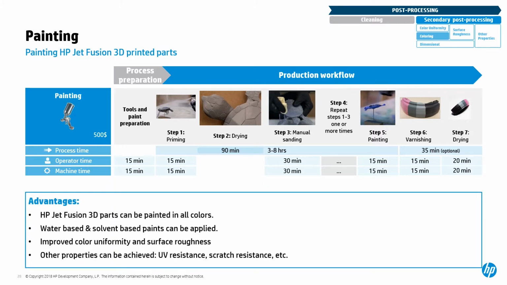So in terms of advantages, one of the things is multi-jet fusion parts can be painted in all colors in every type of platform that we have available for white or gray parts. And water-based or solvent paints can be applied. This is a process that has a collateral effect as well, that it could be used to improve the surface roughness, and through additional coatings that could be placed on top or in the same paint, there are other properties that can be achieved, such as the UV resistance of the color, having a scratch resistance, or getting a glossier part.